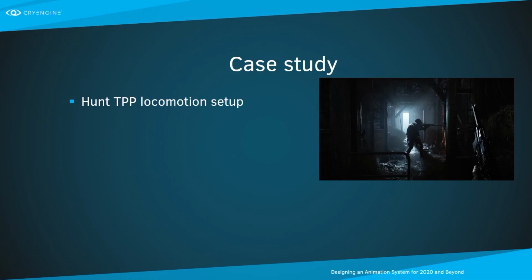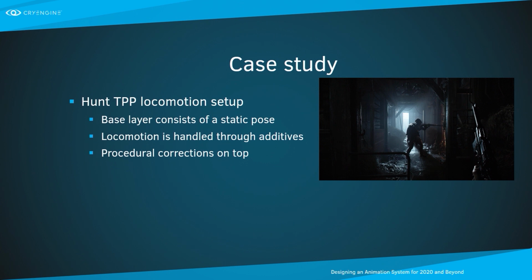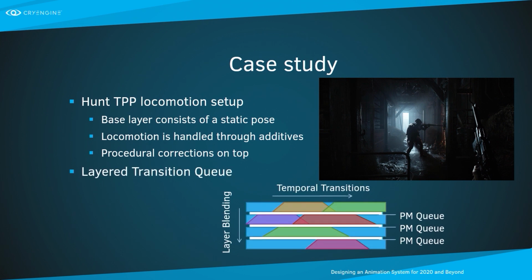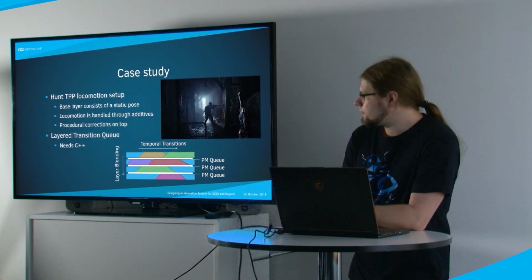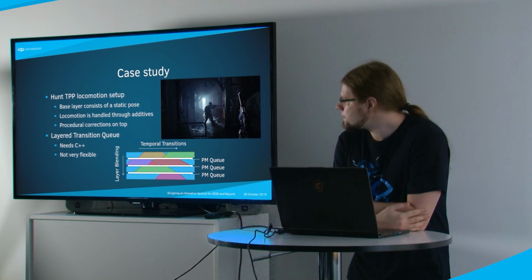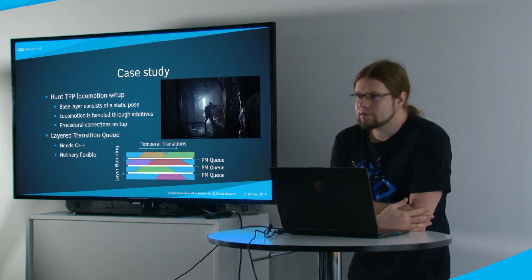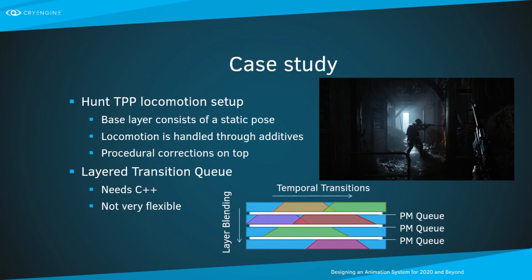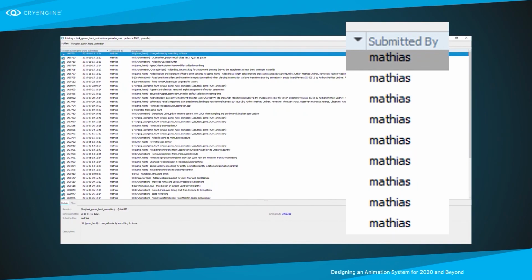I don't know how many of you know about it, but Hunt used to be, in the initial design, a TPP action shooter. And back in the day, we had a very creative technical artist working on it, Matthias Lindner, and he basically introduced an experimental setup for TPP locomotion, which essentially consists of a base layer playing only a single pose, and then everything else was additives on top and procedural corrections. So he used the layer transition queue to implement that. For that purpose, he needed C++ because the feature itself is not really exposed to the designers, but it was fine. Matthias wasn't really scared of C++. But the problem is the fact that the layer transition queue wasn't very flexible as a structure to implement this particular setup. So how he dealt with it is he hacked it in.